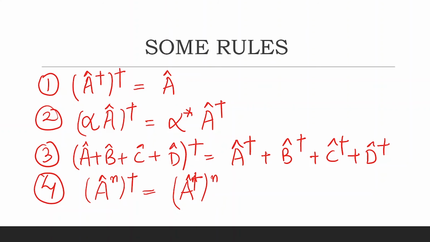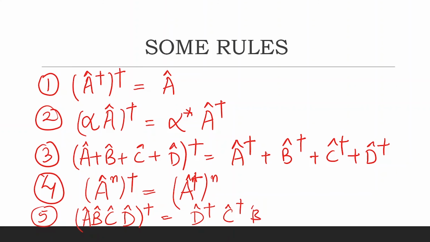And the fifth property, if we have a product of operators A, B, C, D and then we do the adjoint, then we just have to reverse the order of operators. First we will have D, then C, then B, then A. So these are some rules. So let's see some examples.